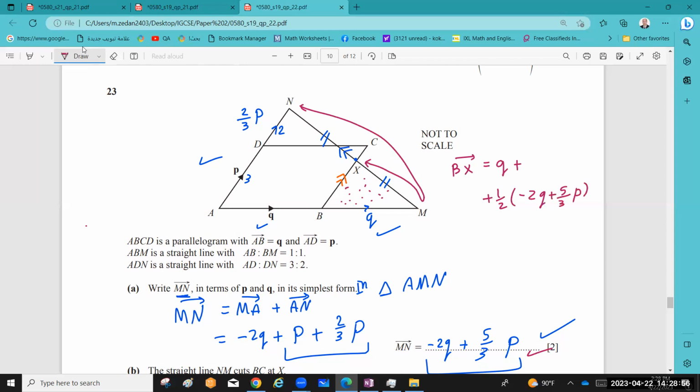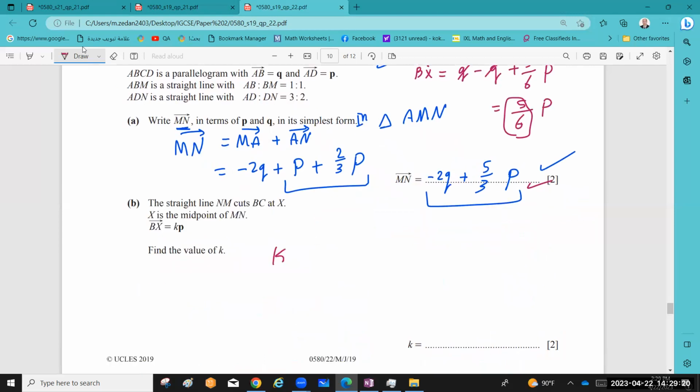By removing brackets and simplifying BX vector, you have Q minus Q plus half times 5/3, which is 5/6 P. Q minus Q is 0. So I found BX is 5/6 P. Consequently, the K here is 5/6.